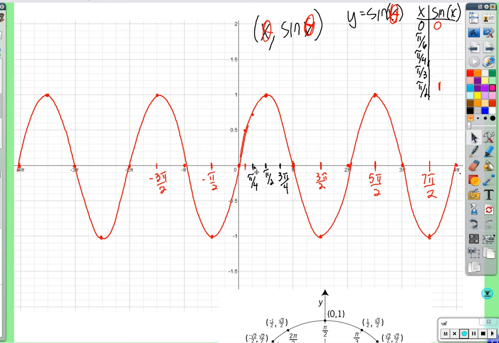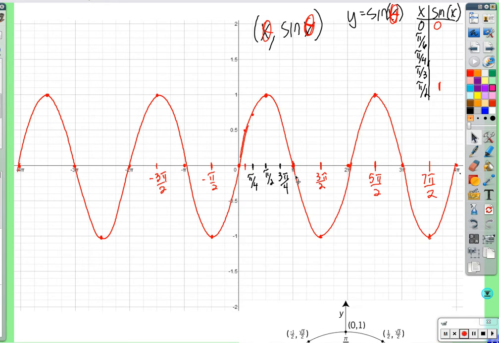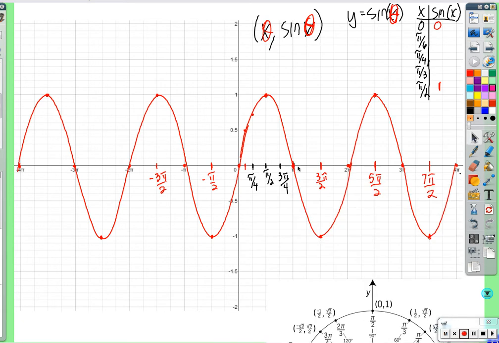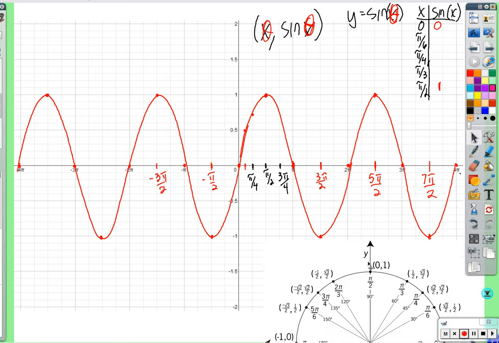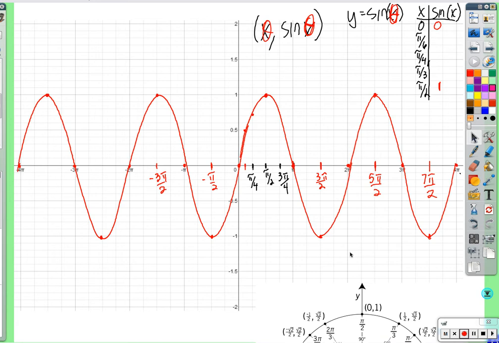And as I progress through all of the angles, I see the sine go up to one, down to zero, down to negative one, up to zero, down to negative one, up to zero, and then we start all over again. Up to one again, zero, negative one, zero, one, zero, negative one, zero. And we see that back and forth, cycling between negative one and one, going up and down, up and down, up and down.